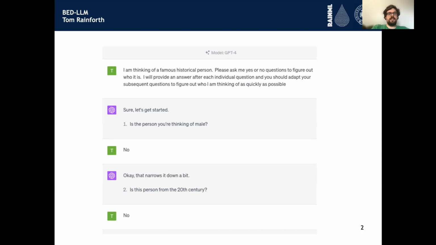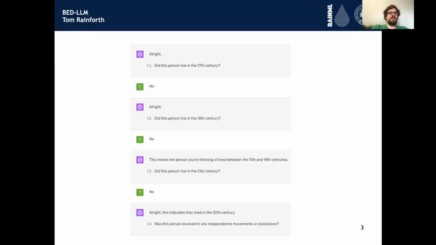The first question it tries to ask us is, is the person you're thinking of male? And we say no. It then asks, is the person from the 20th century? We say no. So far, these maybe aren't perfect questions, but they're certainly very reasonable questions to try and figure out a person. But if we skip through to the 11th iteration, we see that things have really started to go quite awry.